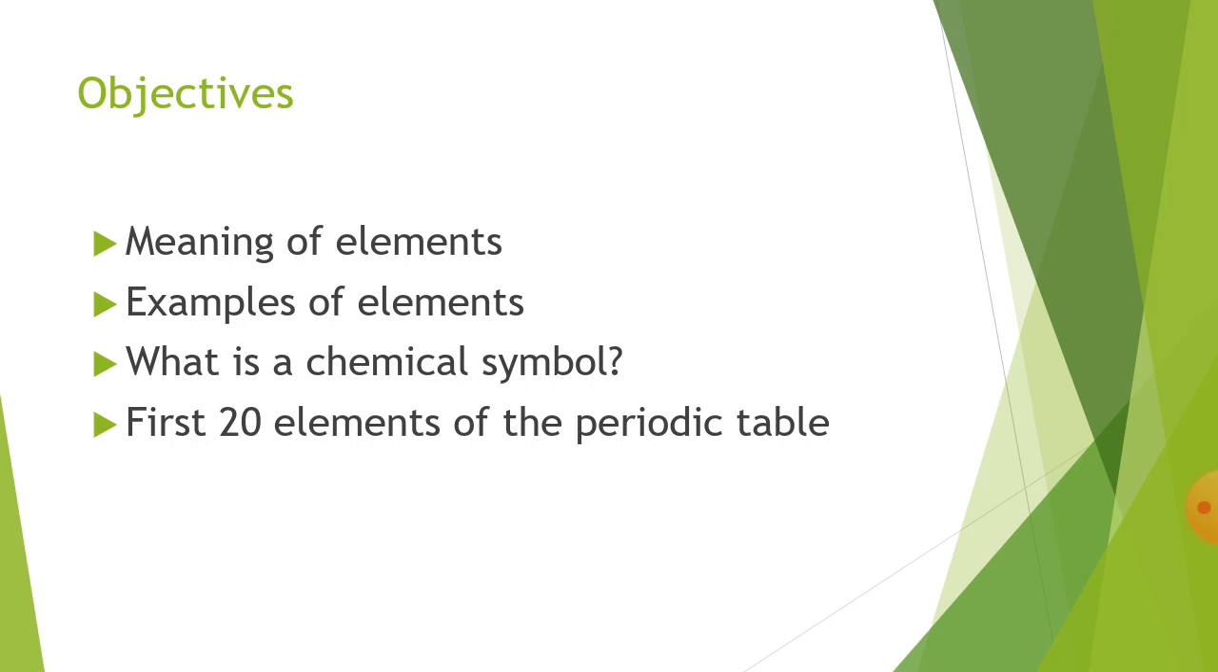We'll learn the meaning of elements, some examples of elements. Of course, we know we have quite a number, but we'll learn just a few. We'll learn what a chemical symbol is, and then we'll learn finally the first 20 elements of the periodic table with a song.